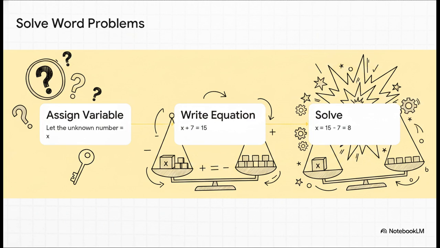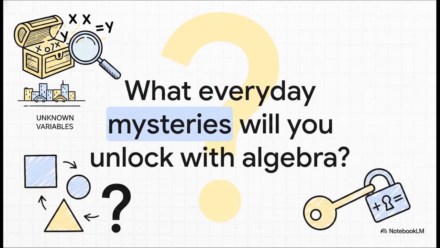Step 3. We solve it using our perfectly balanced scale. Subtract 7 from both sides, and we quickly find that x equals 8. The puzzle is solved perfectly. You've mastered variables, simplification, equations, substitution, and expanding brackets. You have literally reunited the broken parts.